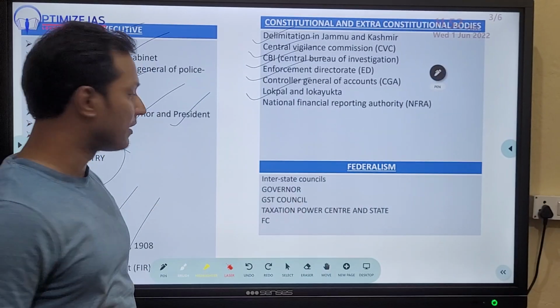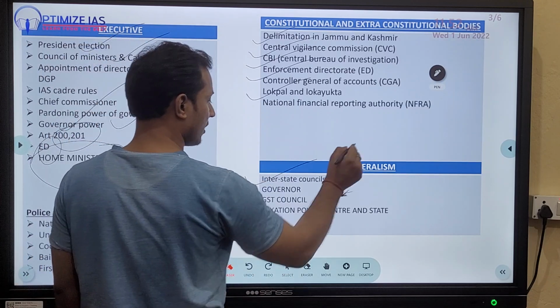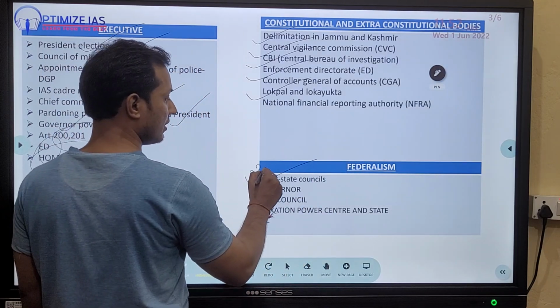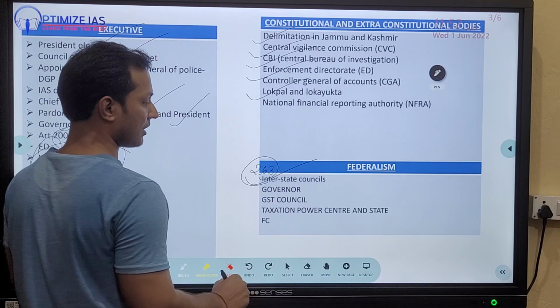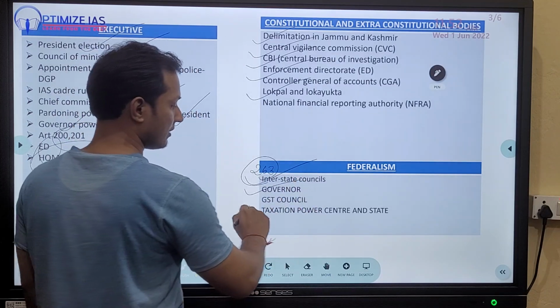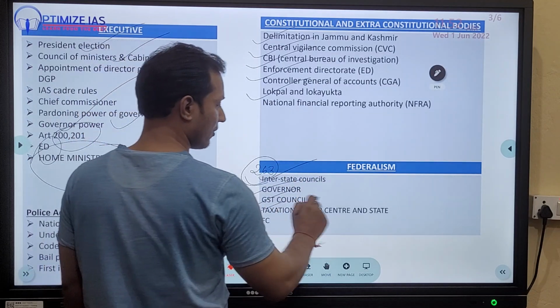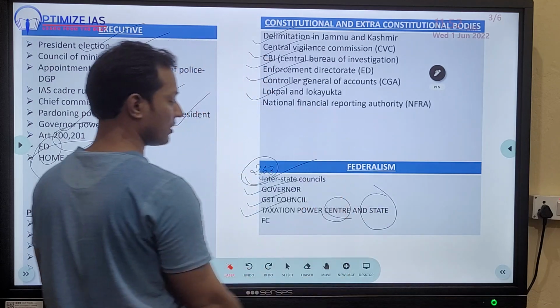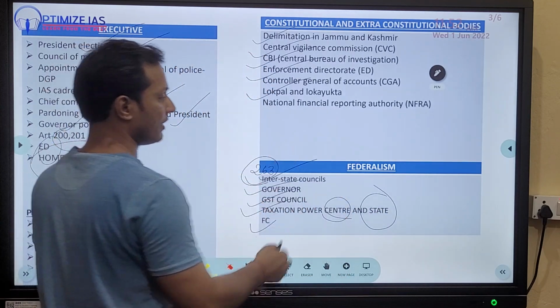Then coming to federalism, in federalism, Interstate Council, Article 263. Then Governor, then GST Council. Then taxation power of center and states in the constitution is very important. And then Finance Commission is very important, guys.